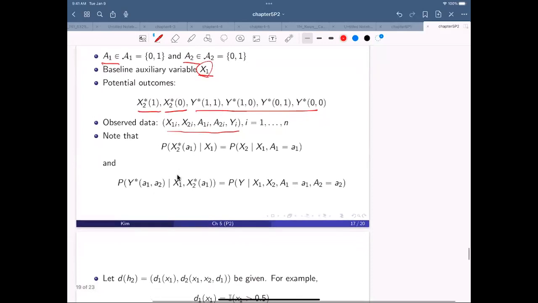So then this is basically the G formula, right? So this is the G formula. Your potential outcome probability for A1, A2 equal to 1 or A2 0 can be completely determined by your observed conditional probability of x2 given x1 and a1 equal to a1, right? Same way you have this. So you basically have two decisions, A1 and A2, so that you can have four potential outcomes.